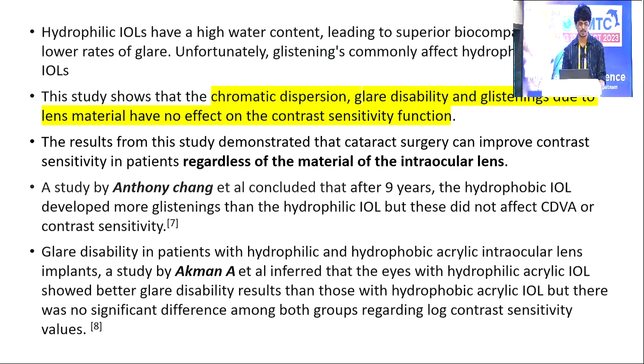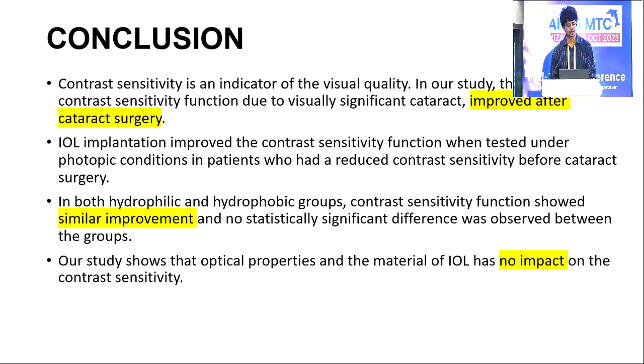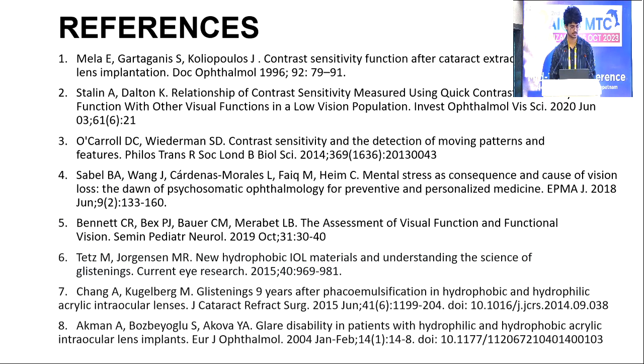Similar studies by Anthony Chang and Akman et al. also infer the same results, that contrast sensitivity is not dependent on the material of the IOL and the optical properties of the lens. A limitation of the study is that more sophisticated measures other than the Pelli-Robson chart are available, which we did not use given the resources available. We conclude that cataract surgery improves contrast sensitivity regardless of the material of the IOL, and there is no impact of the optical properties of the IOL on contrast sensitivity function. These are my references. Thank you, sir.